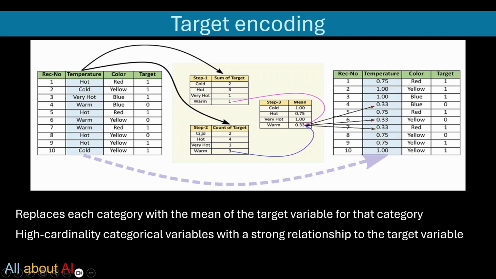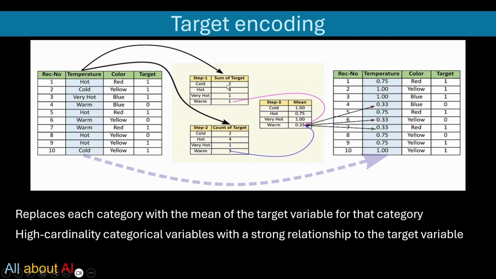And what is the count of the target? So cold happened how many times? Total here 1, 2, correct? Hot happened 4 times. 1, 2, 3, 4. So count is 4. But again you see hot, the sum of target was only 3 because 1 was turned off. So this was turned off.